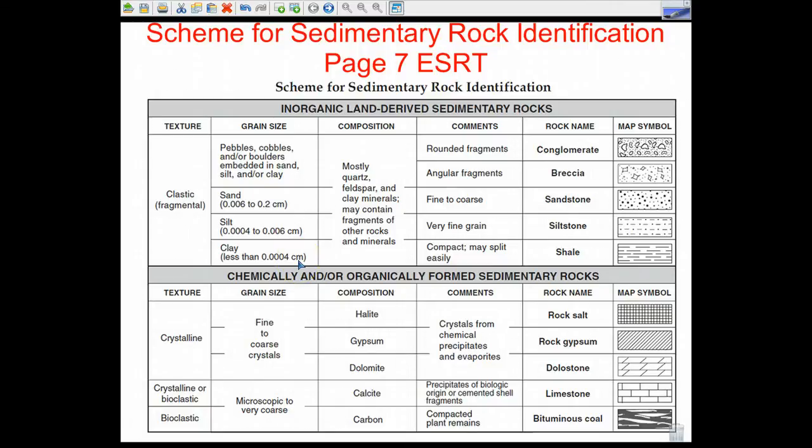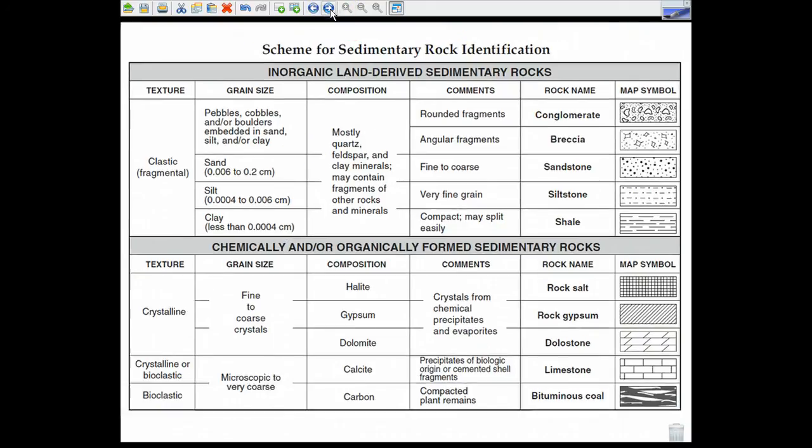This one is Scheme for Sedimentary Rock Identification. Those of you playing at home or watching at home, it is page 7, the second page, in the Earth Science Reference Table. Take a look. You can see that, again, another pretty brilliant way to organize information. They classify rocks as either inorganic, land-derived sedimentary rocks, or chemically and/or organically formed sedimentary rocks.